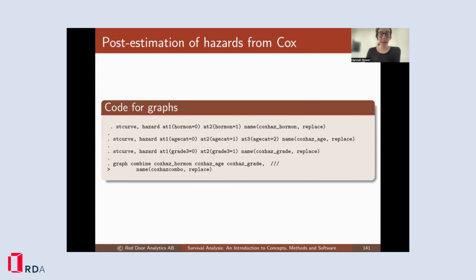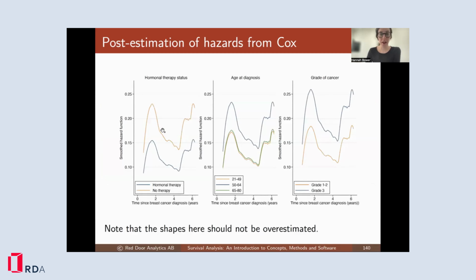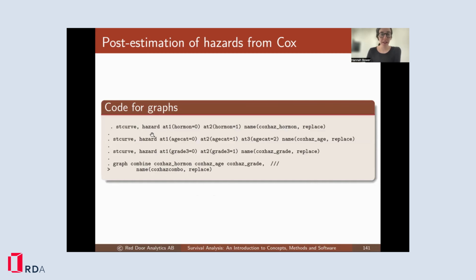So if you want to predict these curves, you can use this command here, sdcurve. And what it will do is it will predict the hazard with this option, hazard here. And you can say at which values of which covariates would you like to predict at. So what I did to produce this curve is that I predicted firstly for the hormonal therapy graph, which is what is represented on the first line here, where we have an at 1 where hormone is equal to 0, and then at 2 when hormone is equal to 1.